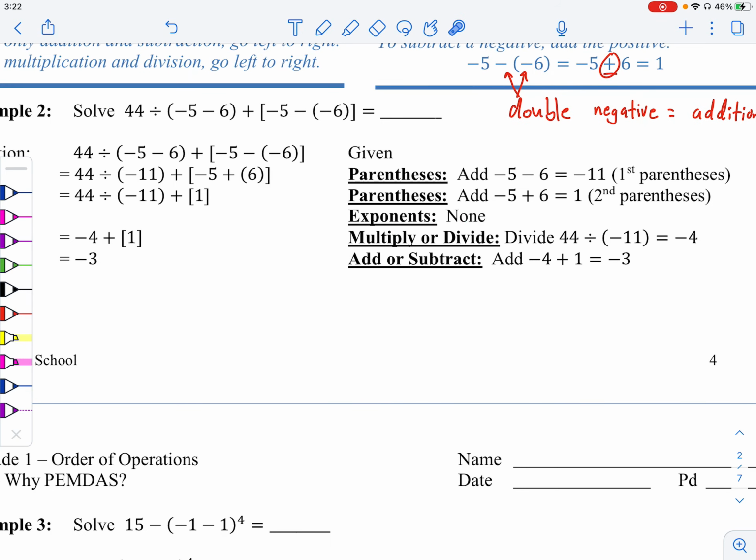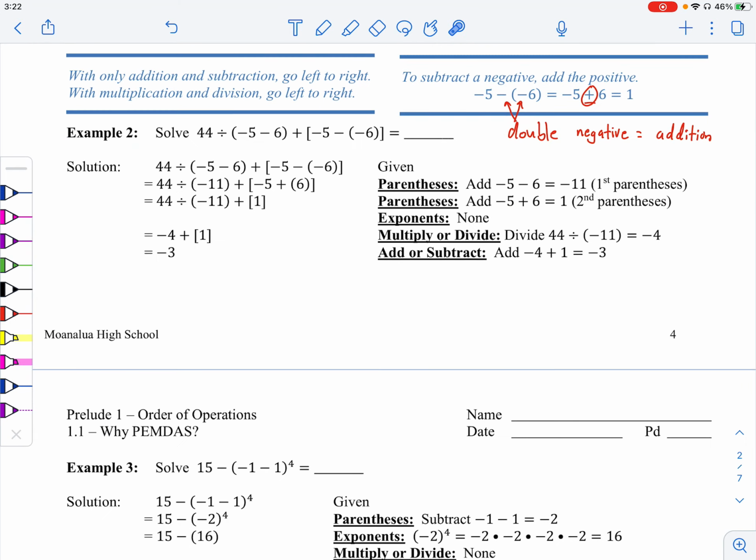And then you got exponents, none. Multiply or divide. So we're going to show each step. 44 divided by negative 11 is negative 4. Then bring down plus 1. And then you add those together, you get negative 3.